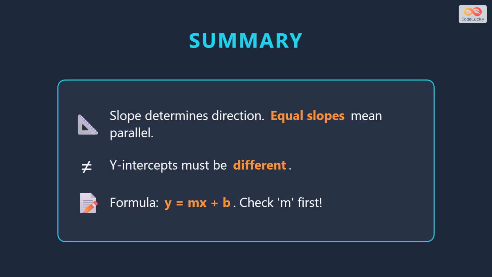To summarize, slope determines direction. If the slopes are equal, the lines are parallel. Always check that the y-intercepts are different to ensure they are distinct lines. Remember the formula y = mx + b and always inspect the m value first.